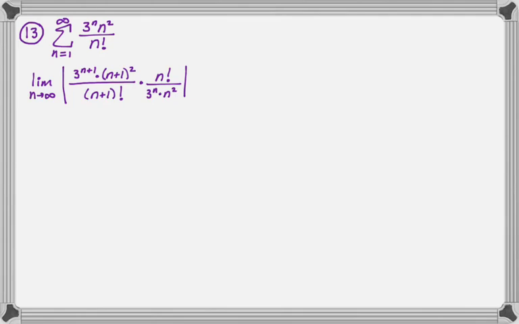And then if you look through for things you can simplify, 3 to the n plus 1 over 3 to the n is just 3. And then the n plus 1 squared is going to stay. And then n factorial over n plus 1 factorial is just 1 over n plus 1 because you peel off the n plus 1. And then n squared is still there. And then you look at this and you have a quadratic over a cubic if you were to expand everything, so you definitely get a limit of 0.